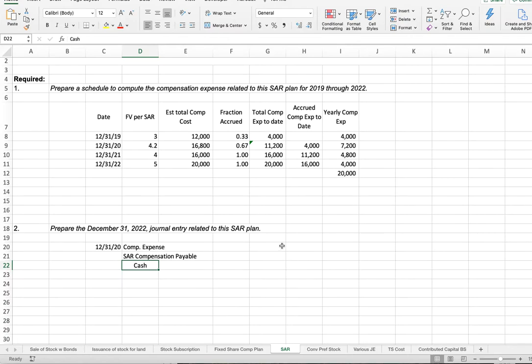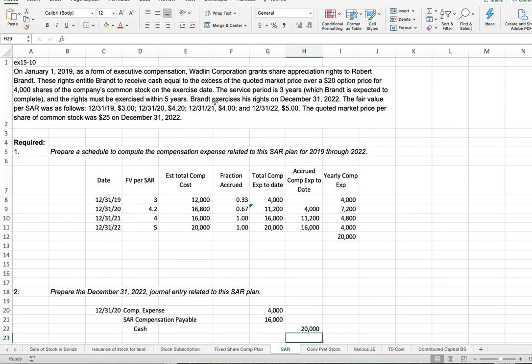And so this compensation expense is equal to the $4,000, the SAR compensation payable, the $16,000, and the cash $20,000. And so that's our payment when Brandt exercises his rights on December 31st, 2022.